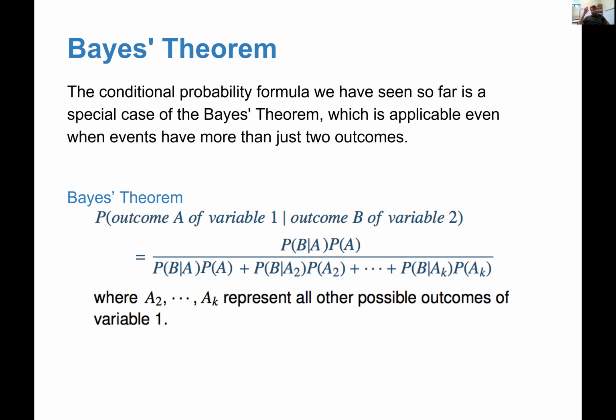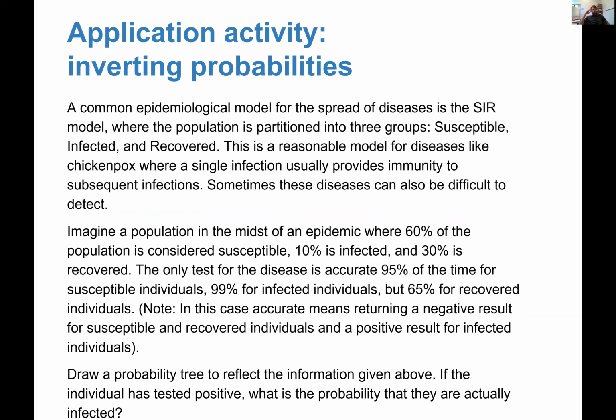let's look at an activity next. So a common epidemiological model for the spread of disease is the SIR model, where the population is partitioned in 3 groups. And so the SIR stands for susceptible, infected, and recovered. This is a reasonable model for diseases like chickenpox, where a single infection usually provides immunity to subsequent infections. But sometimes these diseases can be difficult to detect. If you're more curious about this, you should take differential equations here at Grace. We generally go into that a little more.